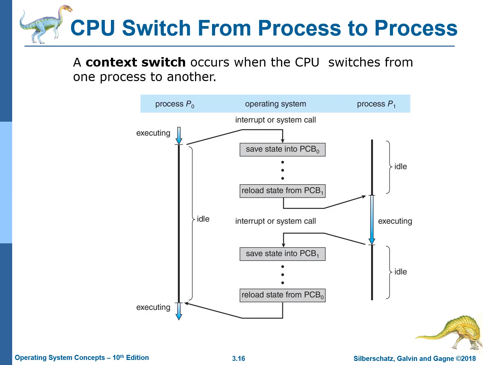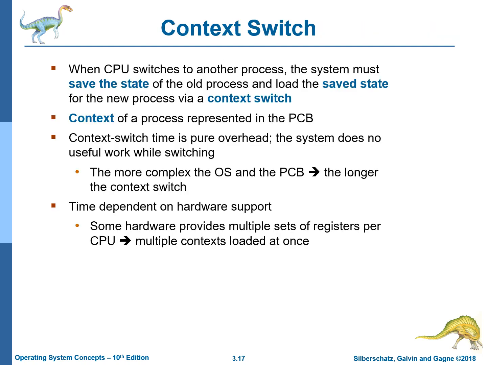The diagram below shows CPU switch from process to process. A context switch occurs when the CPU switches from one process to another. Context switch. When CPU switches to another process, the system must save the state of the old process and load the saved state for the new process via a context switch. Context of a process represented in the process control block.